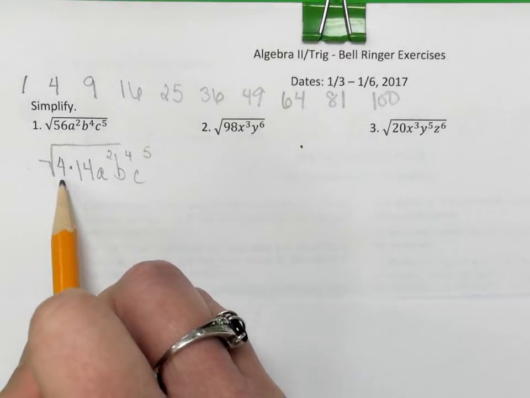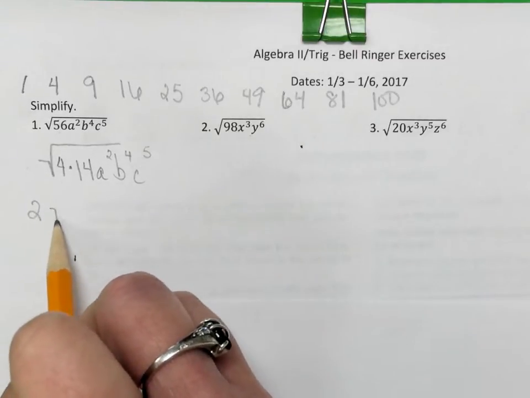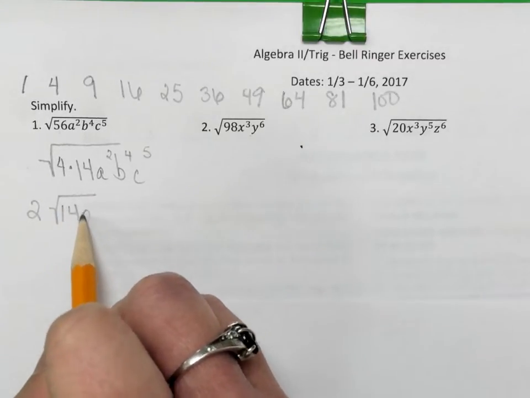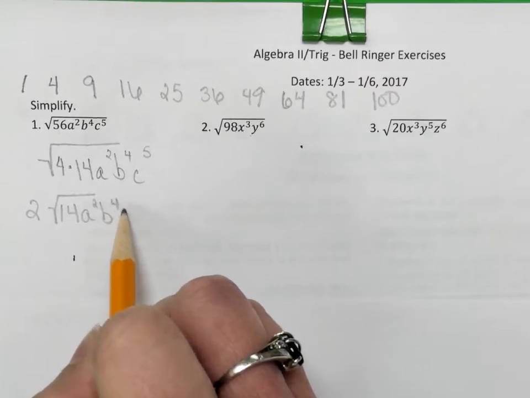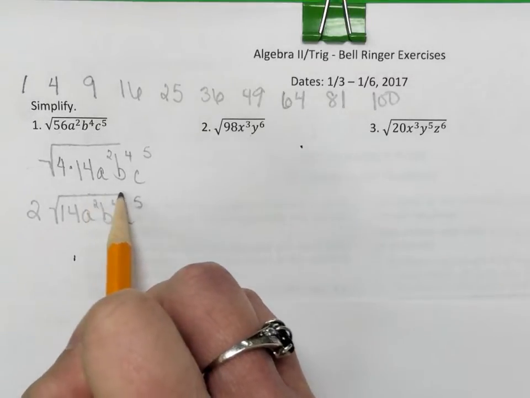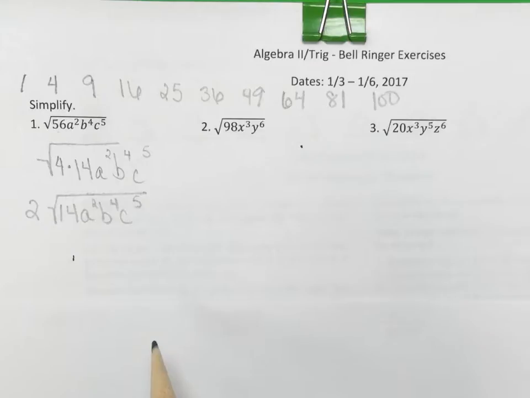So what's the square root of 4? What times what is 4? 2. He comes outside. 14 stays inside. Are y'all okay?